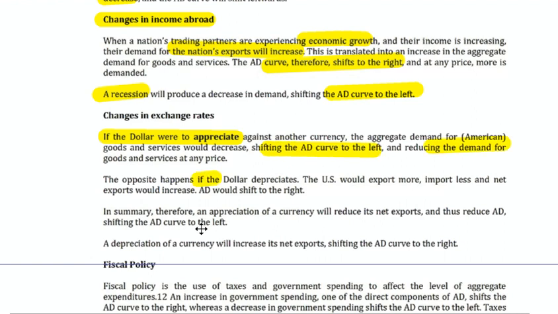And that's often, by the way, guys, why you find that certain countries like to depreciate their currency or keep their currency weak. It's very good for exports. On the reverse side, if the dollar depreciates, the US would export more, import less, and net exports would increase, and your aggregate demand would then shift to the right.